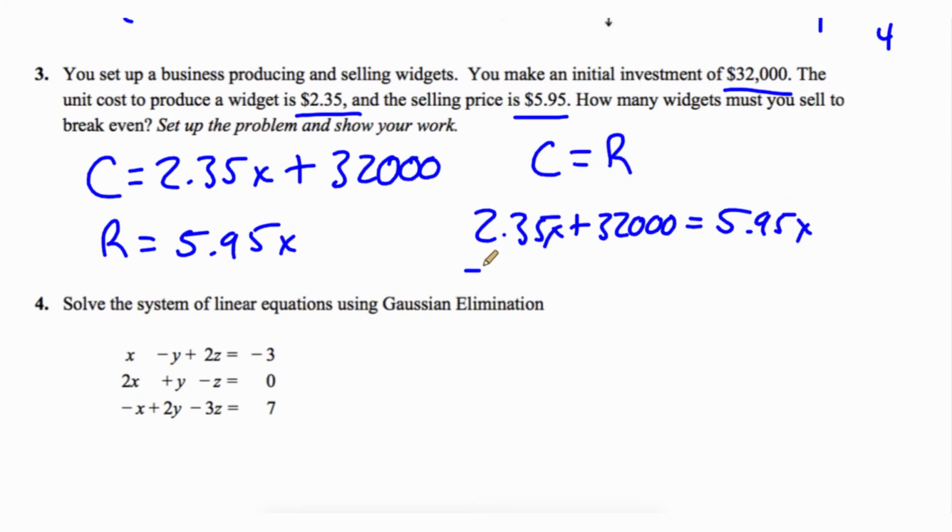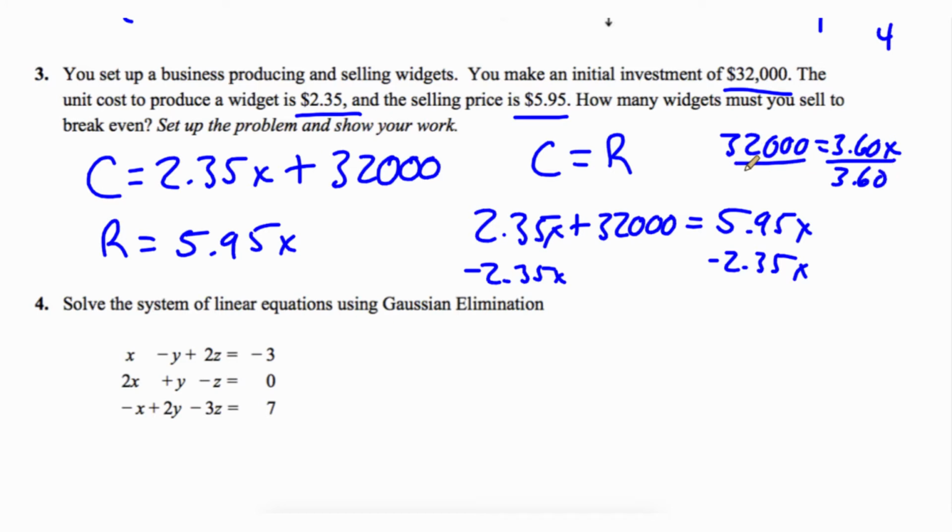Now I'm going to subtract the 2.35x over to the right-hand side. We end up with 32,000 equals $3.60x. We need to divide both sides by 3.60. Now we end up with x equals 8,888.9, but we can't sell 0.9 of a widget, so we're going to round this up to the nearest whole unit. So that's going to be 8,889 widgets or units sold in order to break even.